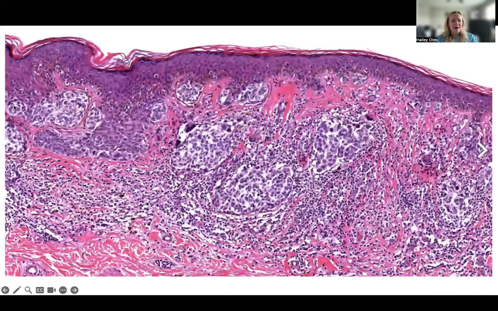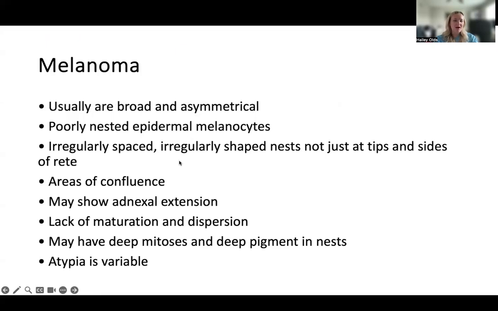Okay, time for the grand finale. So this one we have nests of different sizes and shapes, and the cells look larger than normal. And there's some nuclear pleomorphism going on. So this is melanoma, which we'll get into some of the different subtypes, but big things to look for is that the nests are irregularly shaped, irregularly spaced. They're everywhere. You might have areas of confluence of melanocytes. You can have atypia, mitoses, and the lesion itself is not symmetric.